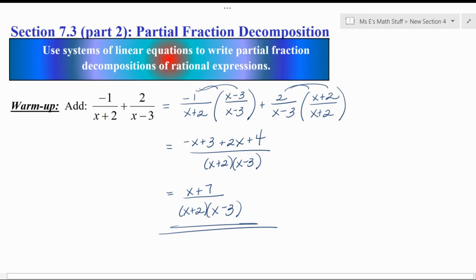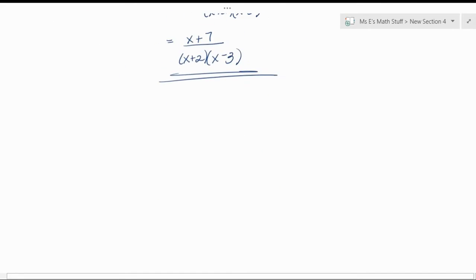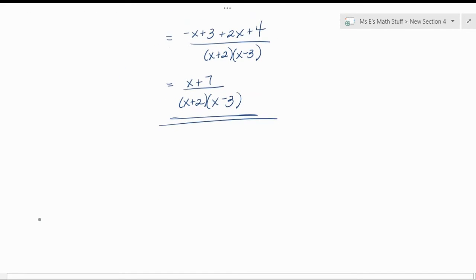There we go. Okay, so I'm hoping that you're comfortable with that process known as adding fractions, because we're going to lean on it pretty hard to undo this adding process. Now a lot of people think, well, if you're unadding, aren't you subtracting? And not really, not in this case. So let's get to it here. We'll turn this into example 1.